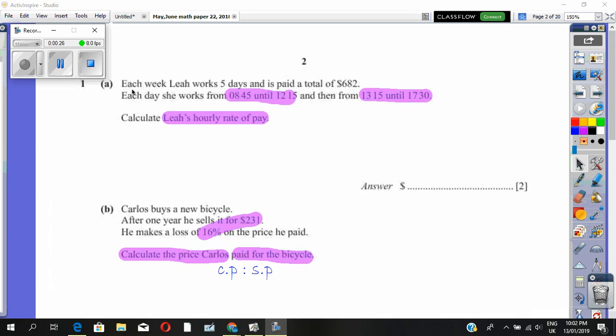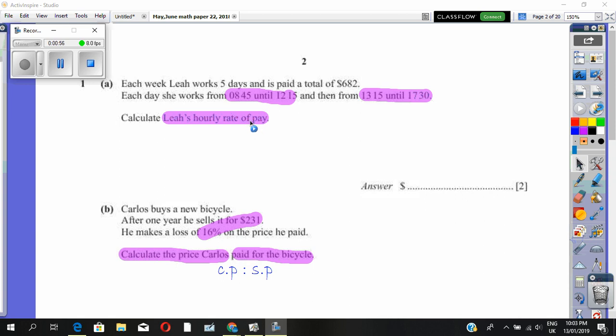Question number 1 over here. Each week Leha works 5 days and is paid a total of $682. Each day she works from 8:45 until 12:15 and then from 13:15 until 17:30. Calculate Leha's hourly rate of pay.